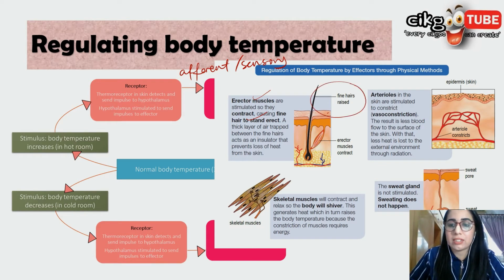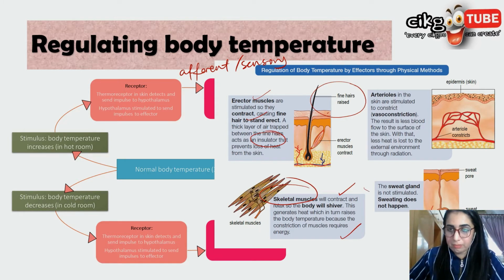You can feel the skin hair all erect. A thick layer of air will be trapped between the fine hairs, which acts as an insulator to prevent loss of heat from the skin. We also have the skeletal muscle, which will contract and relax, so the body will shiver. So this generates heat. When you shiver, it generates heat, which in turn raises the body temperature because the contraction of the muscle requires energy.